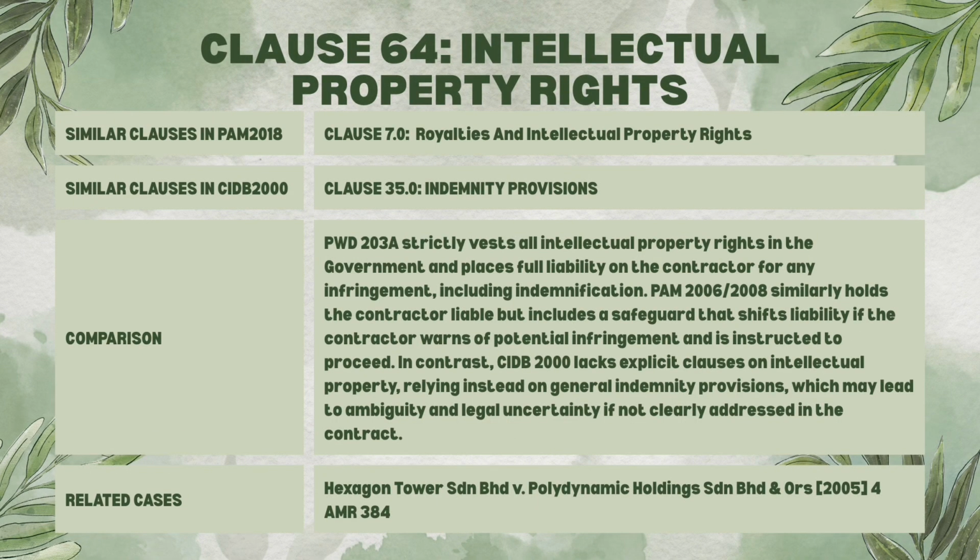Next is clause 64, intellectual property rights. In PAM, the closest clause is clause 7, royalties and intellectual property rights, while in CIDB it is clause 35, indemnity provisions. Comparing the three, PWD 203A strictly vests all intellectual property rights in the government and places full liability on the contractor for any infringement, including indemnification. The case related to this is Hexagon Tower Sdn Bhd versus Polydynamic Holdings Sdn Bhd.